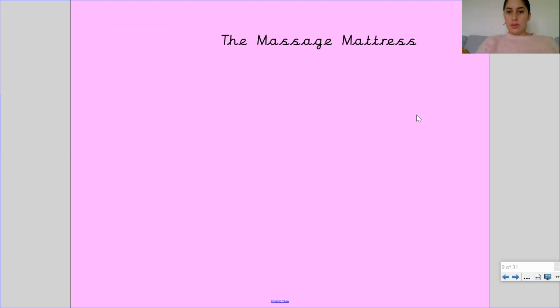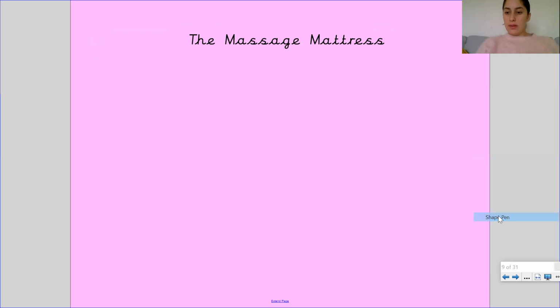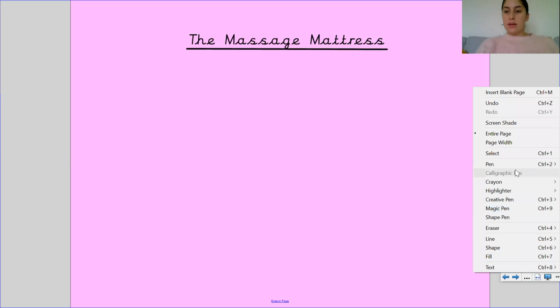Now I'm going to underline this with my shape pen. You will underline it with your ruler, to make sure that it's a straight line. The massage mattress. Can you now pause the video and write your own heading based on what your invention is?